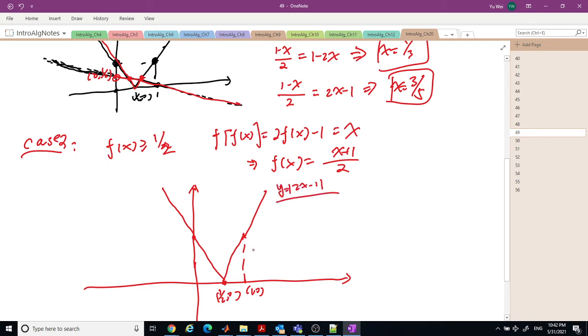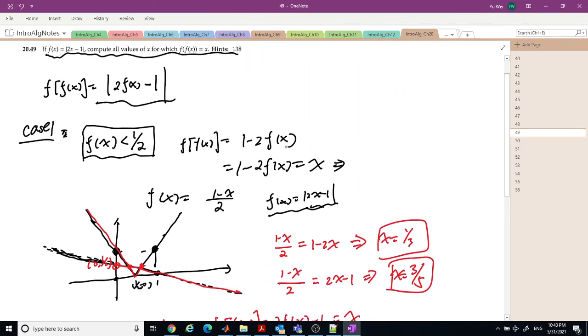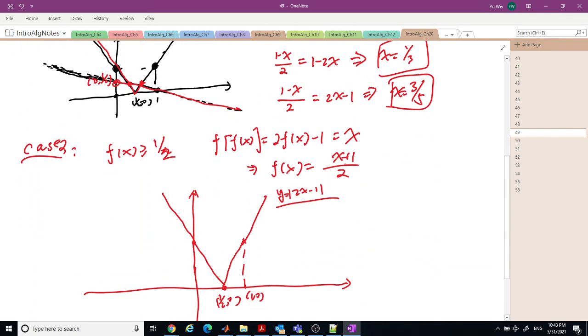Okay, now we need to see the other function, which is 2x plus 1, right? So x equals 1, it is 1, right? It's here. Then x equals 0, it's half. So it's something like this, right? And also we require f(x) greater or equal than 1/2. So it's something like this, right?